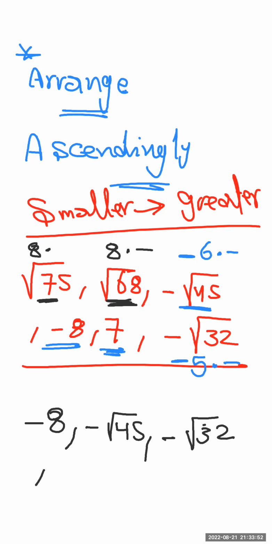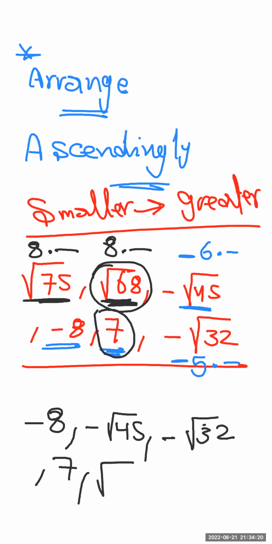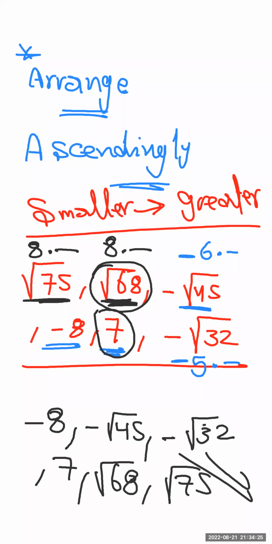So I don't need to get these values, just after arranging the negative values. Positive values will come next, because we said that this is 8 and something, and this is also 8 and something. Then which one is the smaller of the two roots, square root of 75 or square root of 68? Of course, 68. So 68 and then 75. And that's it.